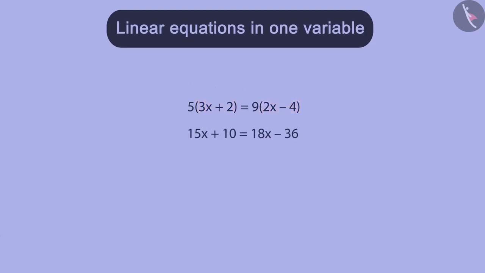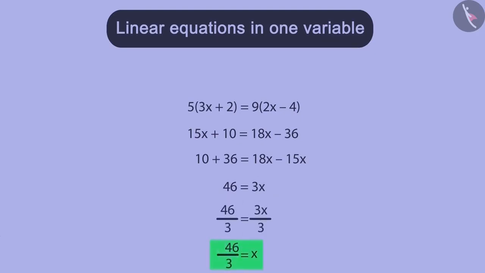In the previous sessions, we have seen how to solve these kinds of equations. We move the terms with variables to one side and move the terms with constants to the other side. And then we get this equation. Now we have to divide both sides by 3. And this way, we find the value of x is equal to 46 by 3.